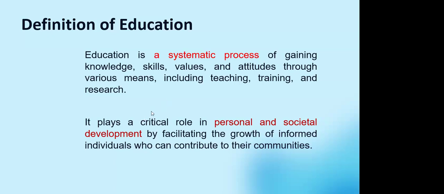Then education plays a vital, critical role in personal and social development, right? We discussed that the child's development should be there through the process of education from birth to death, and the society's development as well. Why? If the child is developed, the society is automatically developed, right?